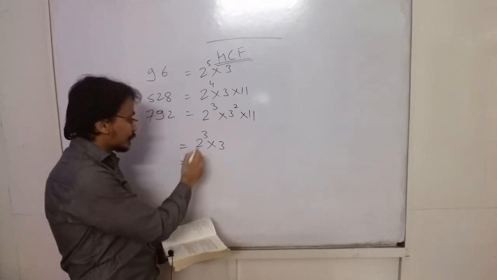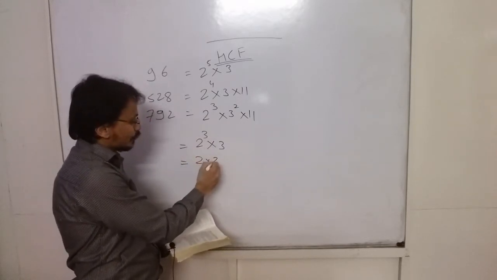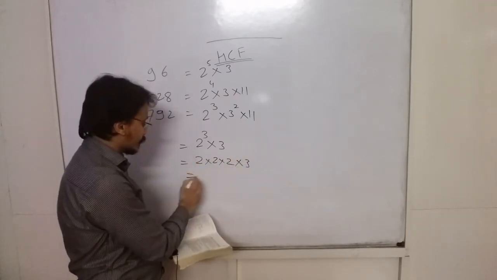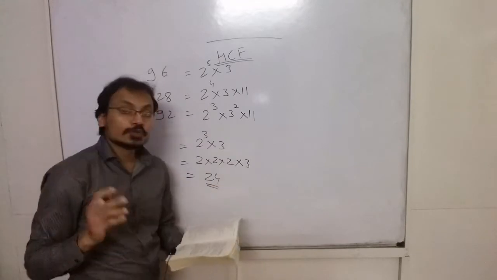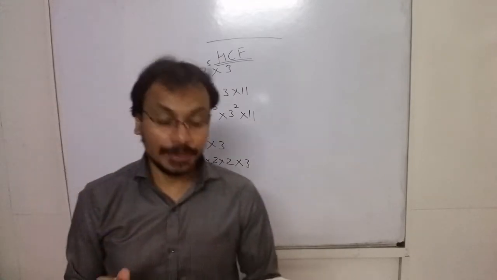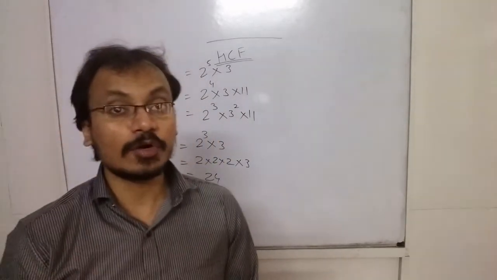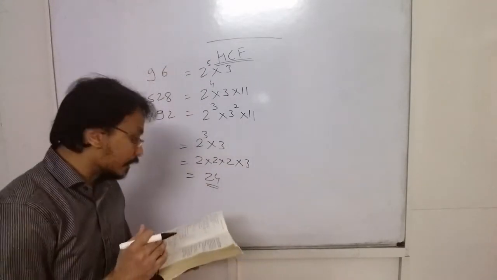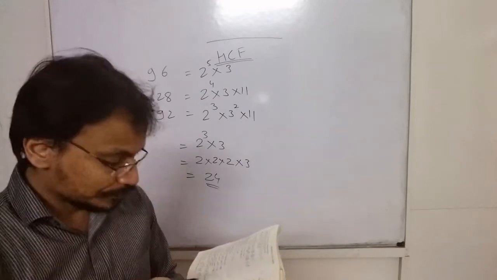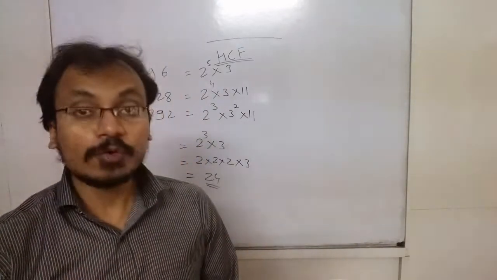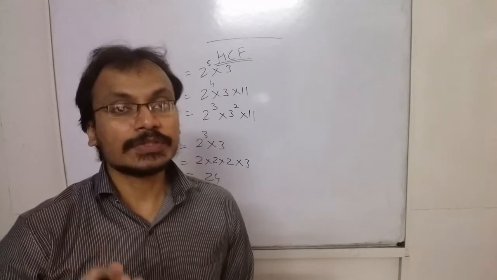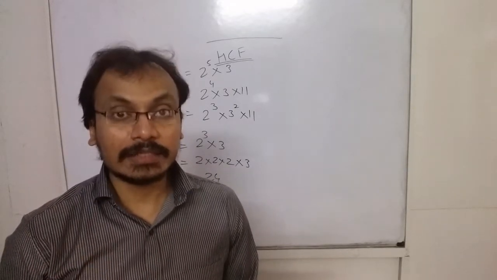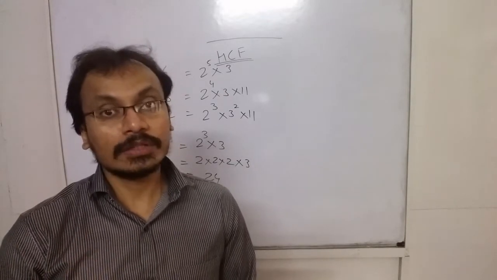So just multiply this. 2 raised to the power 3, or 2 cube, is equal to 8, and 8 into 3 is going to be 24. So 24 is your answer. 24 is the HCF of all those three numbers, 96, 528 and 792. So 24 is that number. I am just clarifying it: 24 is that number which exactly divides all the three numbers.